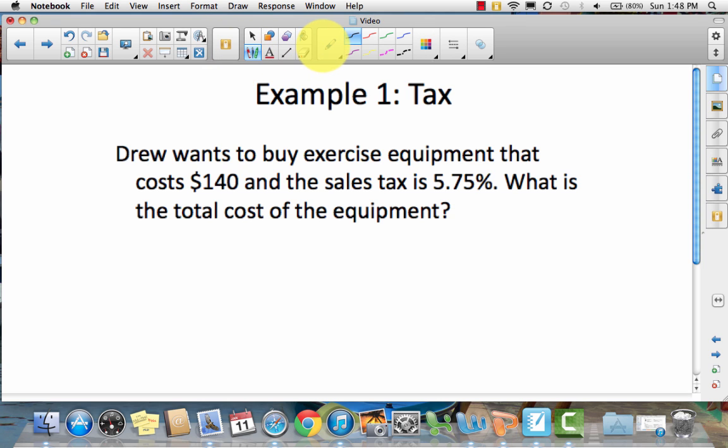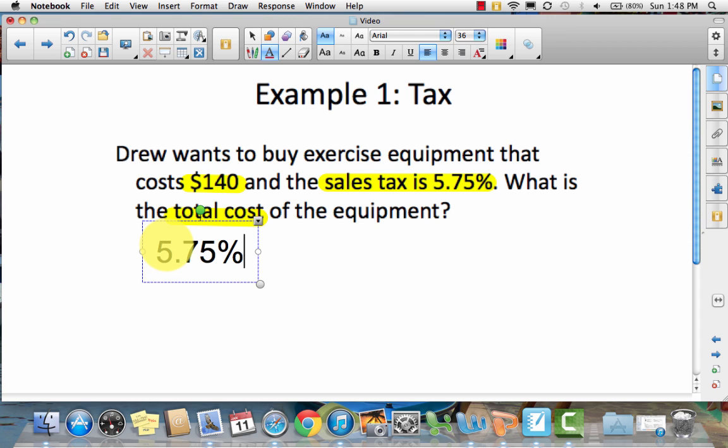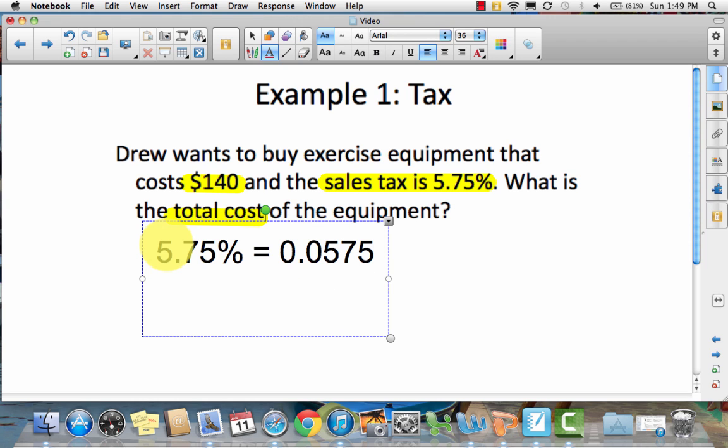Example 1. Drew wants to buy exercise equipment that costs $140, and the sales tax is 5.75%. What is the total cost of the equipment? So my first step is to take the percentage and make it a decimal. So 5.75%. To make it a decimal, I move the decimal point 2 times to the left, so that's equal to 0.0575. Step 2, I take my decimal, 0.0575, and multiply it by the total cost of the exercise equipment.